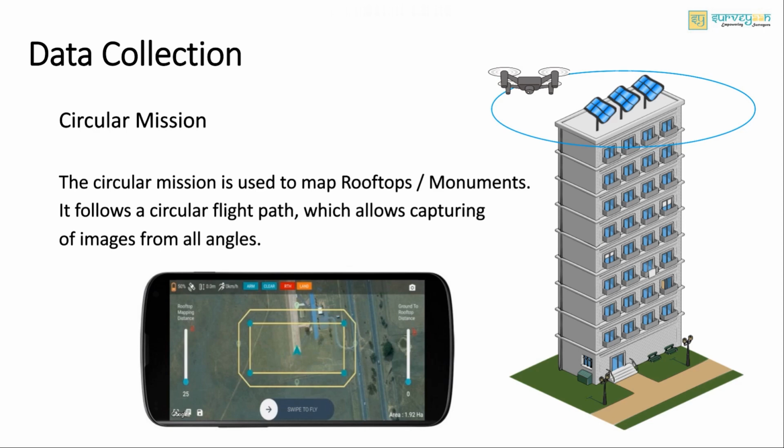The circular mission has the rooftop mapping distance and the ground to rooftop distance. The rooftop mapping distance is used when you are flying the drone from the rooftop. This will calculate the altitude from the rooftop. The ground to rooftop distance is used when you are flying the drone from the ground, and you can give the altitude with respect to the building. This is how the missions are performed in a drone survey.